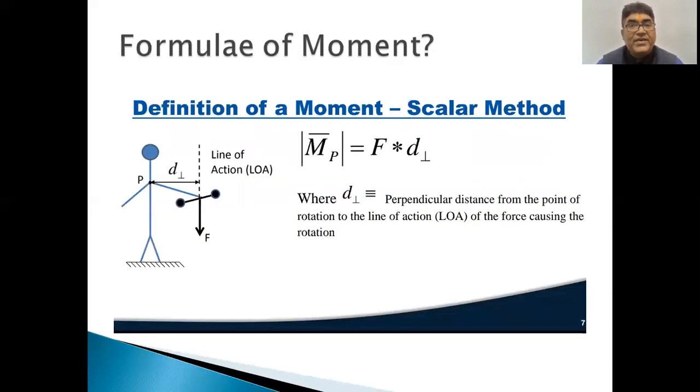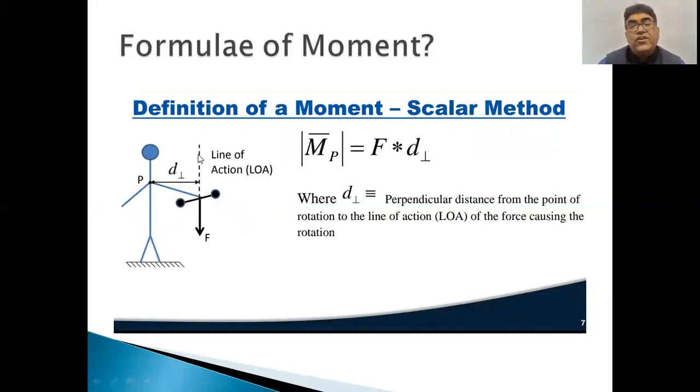So moving forward towards today's part, the formula of moment. There are two formulas of moment. As per the definition of moment, the scalar formula is for the moment at any point P. As you can see in this figure, the moment at any point P is equal to force multiplied by perpendicular distance.